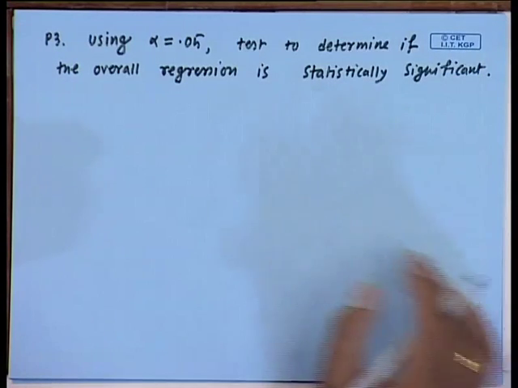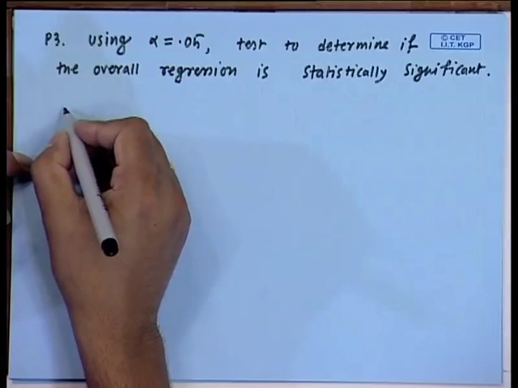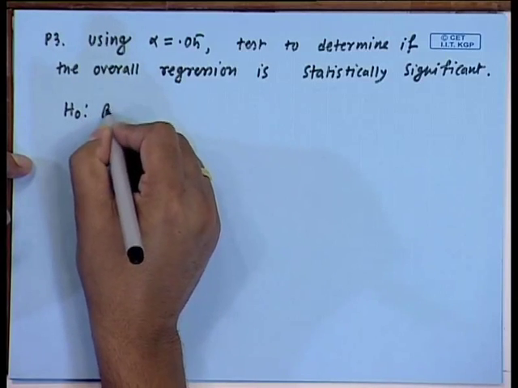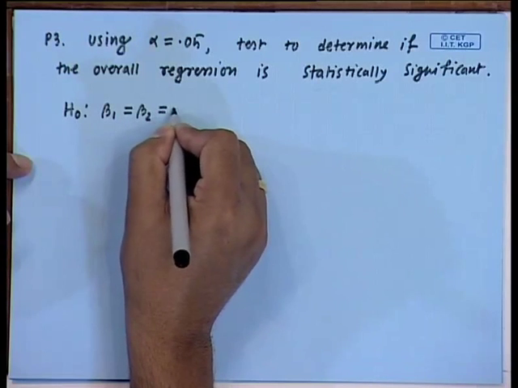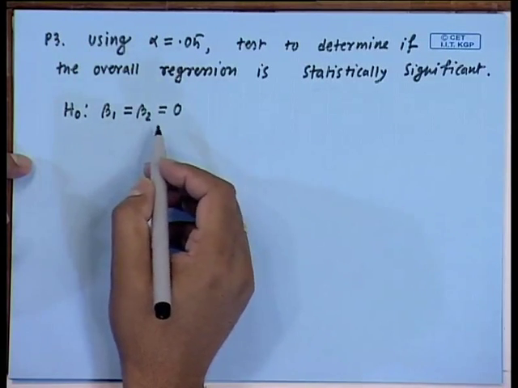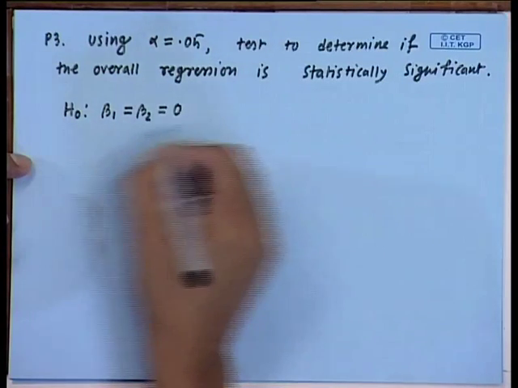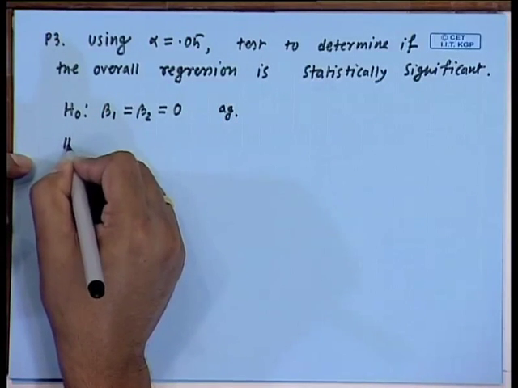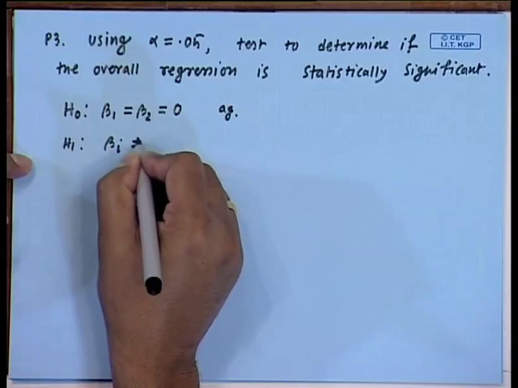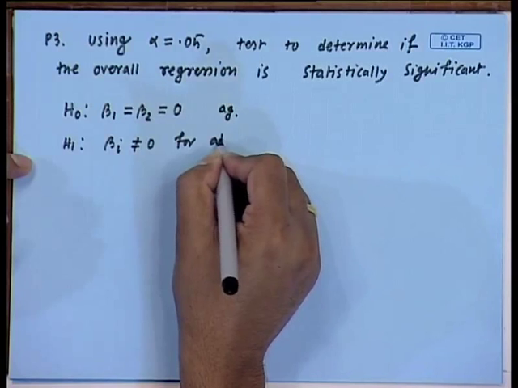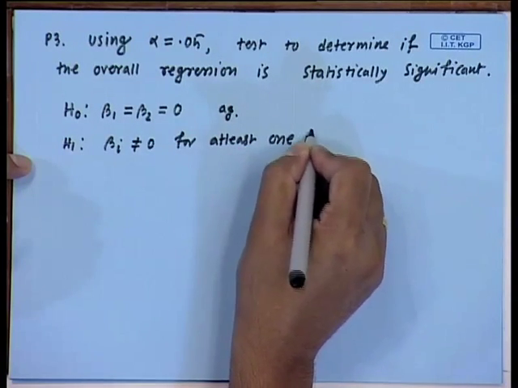So, the meaning of this one is whether the overall regression is statistically significant. That means we need to go for the global test, that means we need to test the null hypothesis that beta 1 equal to beta 2 equal to 0, against the alternative hypothesis that H naught is not true. Basically we need to test H naught: beta 1 equal to beta 2 equal to 0. This says that there is no linear relationship between y and the regressor variables, against the alternative hypothesis H 1, which says that beta i is not equal to 0 for at least one i.